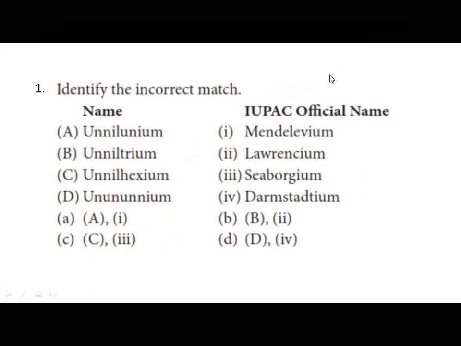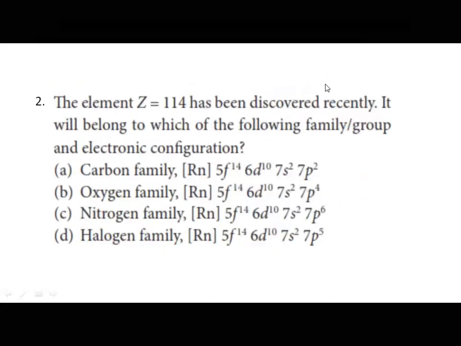Okay. Moving to the next question. The element Z with atomic number 114 has been discovered recently. It will belong to which of the following family, group, and electronic configuration? How do we write element 114? Atomic number of the element is 114. I need not sit writing it. Yes. Okay. So what is the electronic configuration of the element with 119?